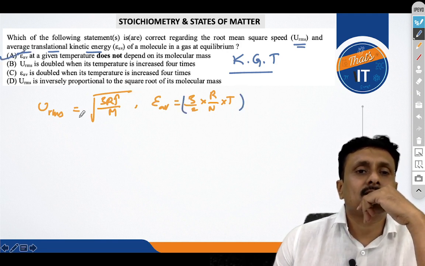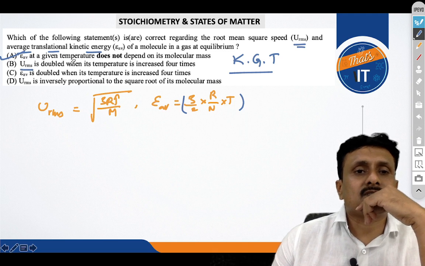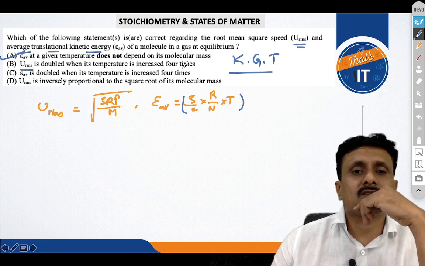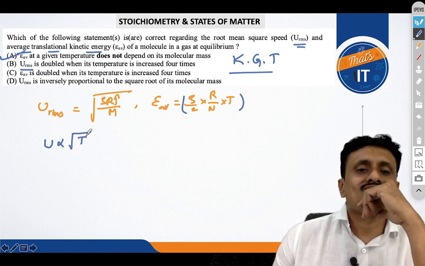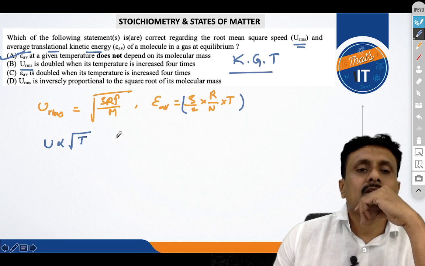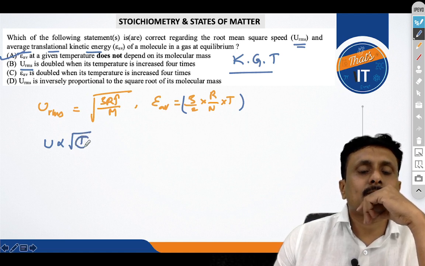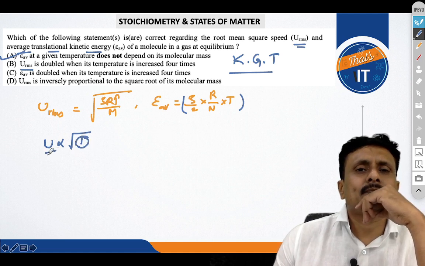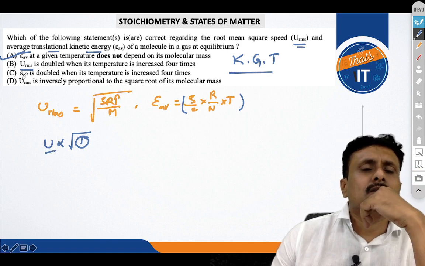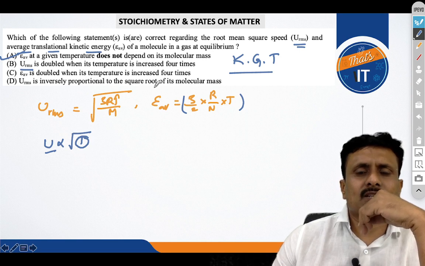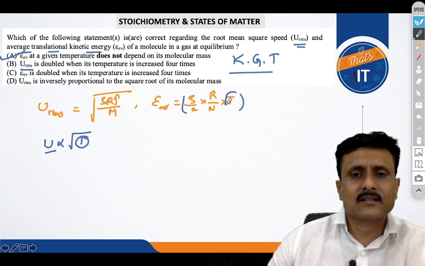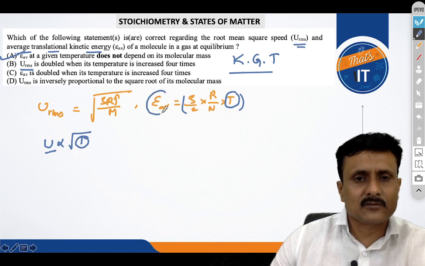So A is correct. RMS velocity is doubled when the temperature is increased 4 times. You can see that RMS velocity is directly proportional to under root of temperature. So when this is made 4 times, am I right? Let's see. It is doubled when the temperature increases 4 times, like you can see it is directly proportional. It is doubled, that means this is also doubled.